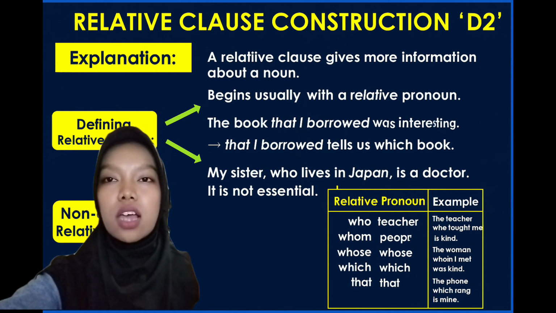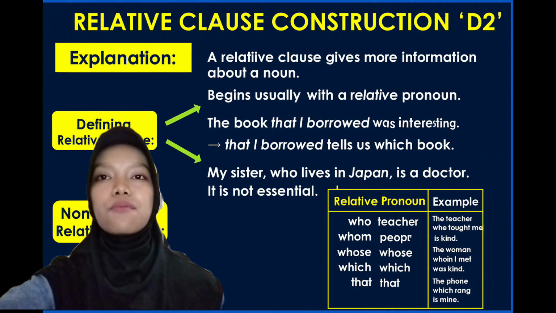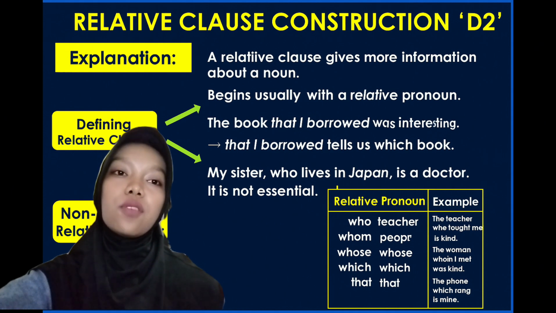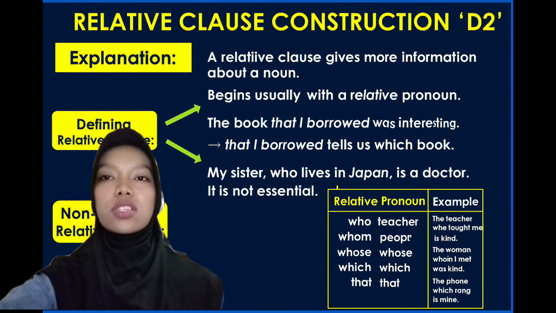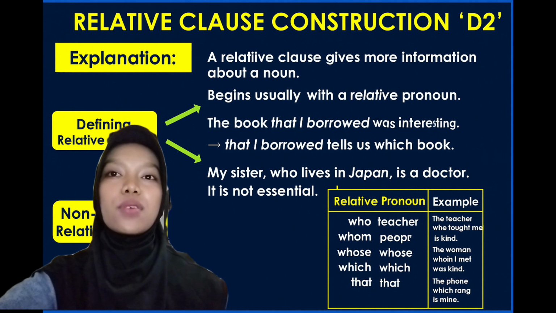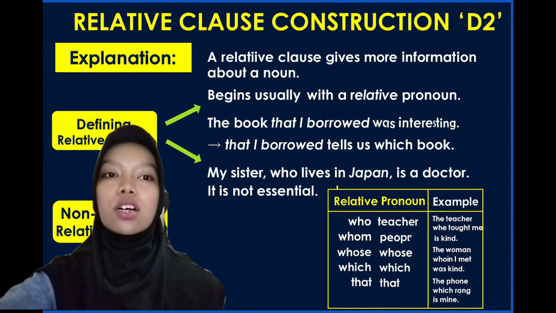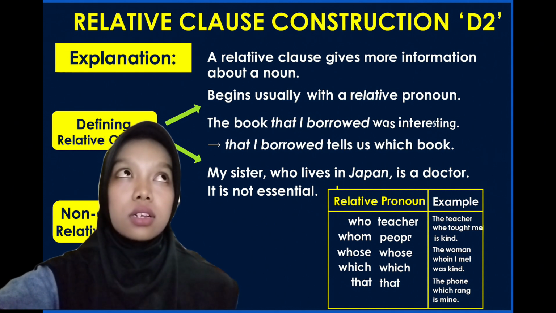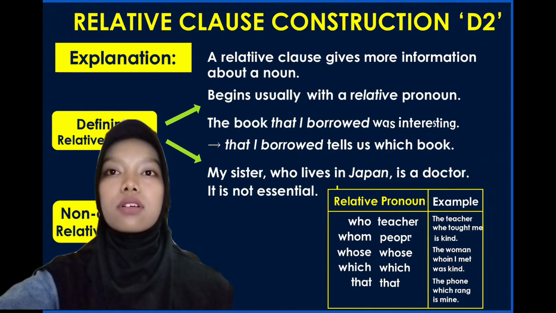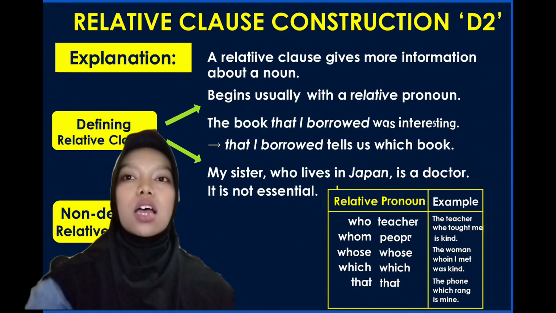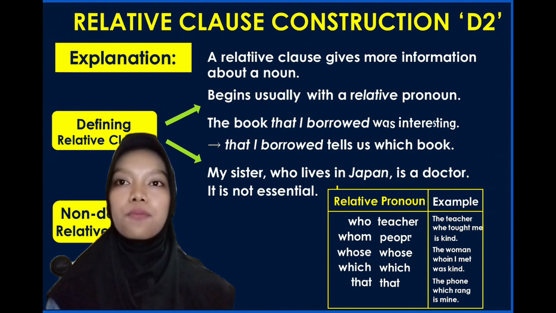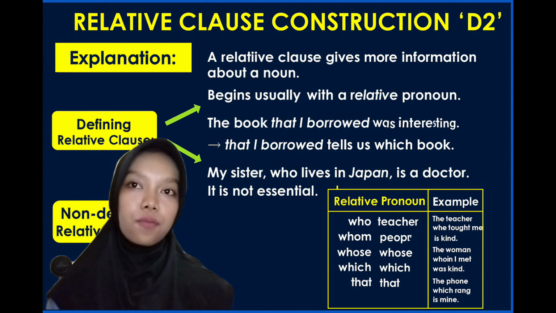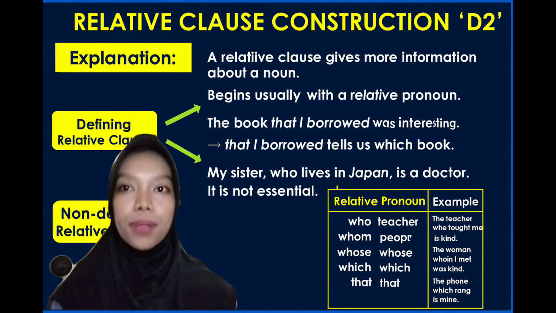There are two types. 1. Defining relative clause gives essential information. 2. Non-defining relative clause gives extra or non-essential information and is separated by commas. Relative clause construction format: noun, person or thing, plus relative pronoun, plus subject, verb, object, or complement.